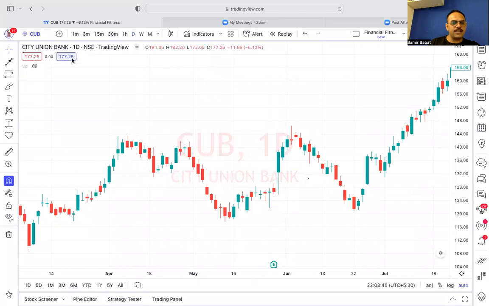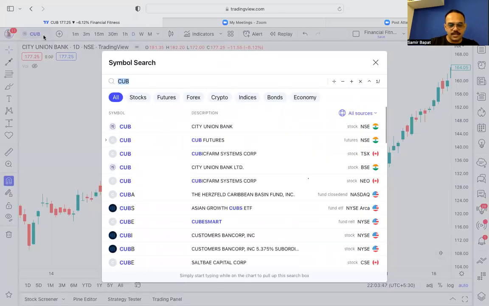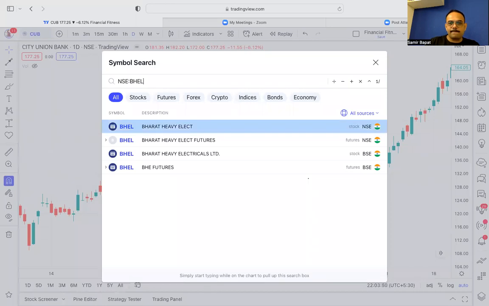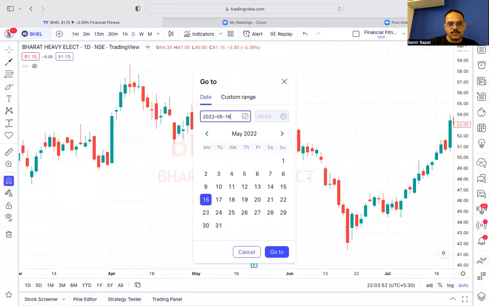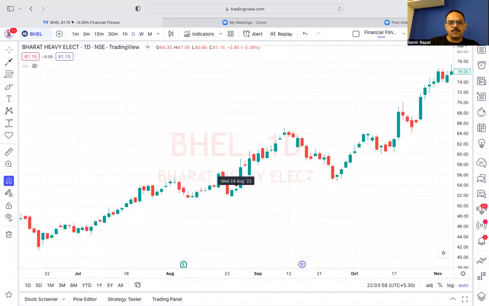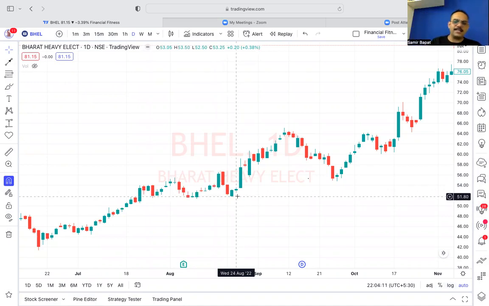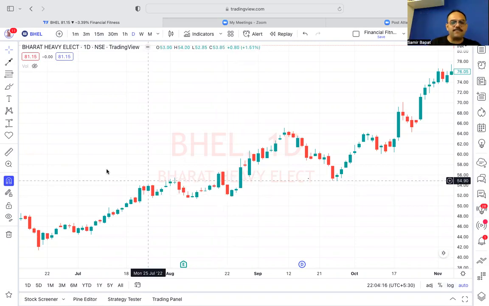Then any other? BHEL, 24th August. Let's take BHEL. Okay. No, there is no engulfing here. So there is no engulfing. Engulfing means, first of all, there should be a downtrend, and the red candle should be engulfed by the green candle. Okay.